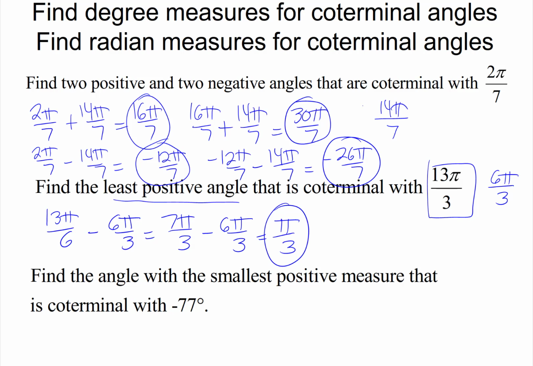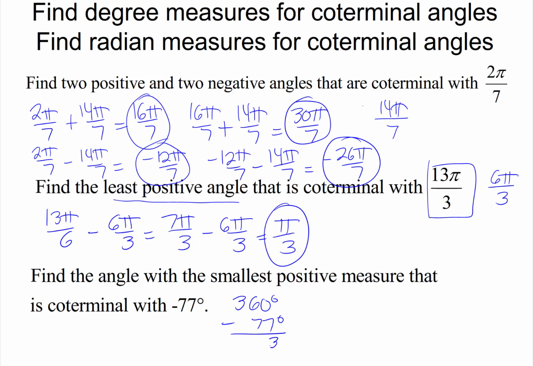Now we're going to find an angle with the smallest positive measure that is coterminal with negative 77 degrees. So this time we're in degrees, and loops around the circle are going to be 360 degrees. So we're going to take the 360 degrees and the negative 77 degrees, and let's add those together. So actually it'll end up subtracting because that's negative.